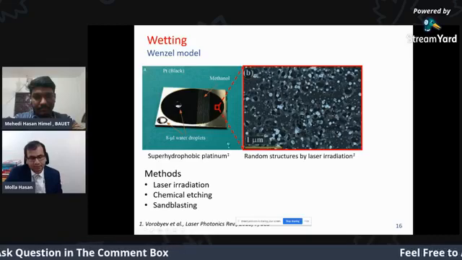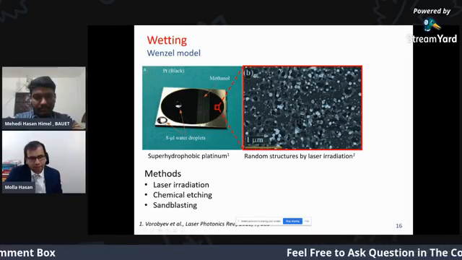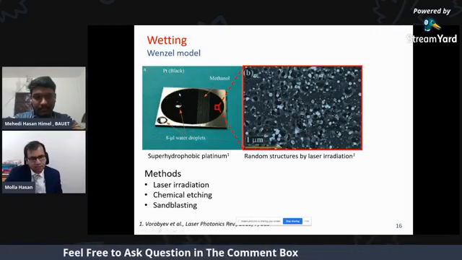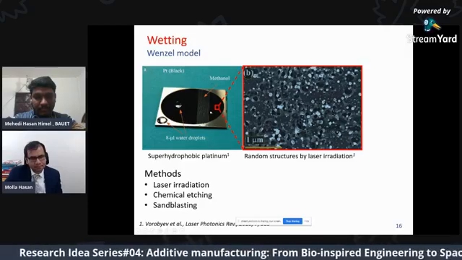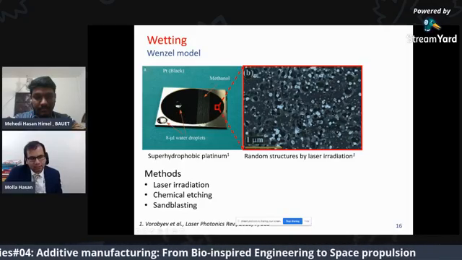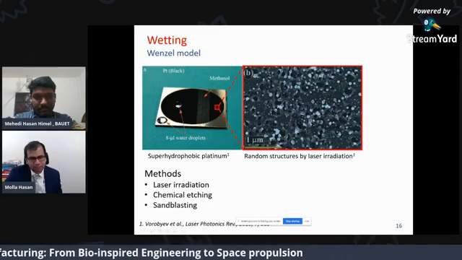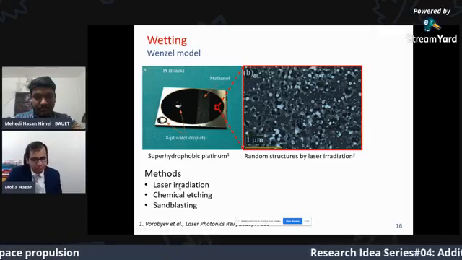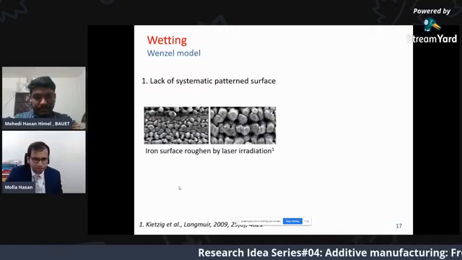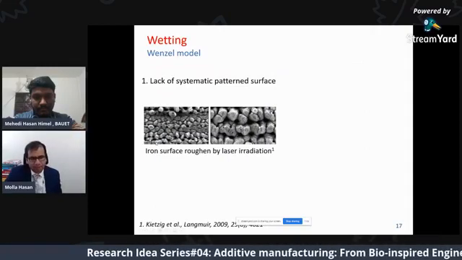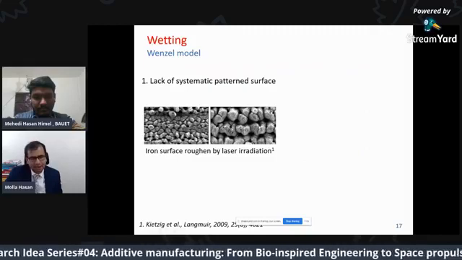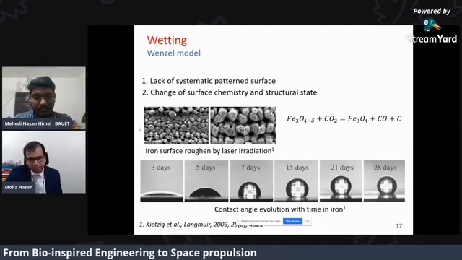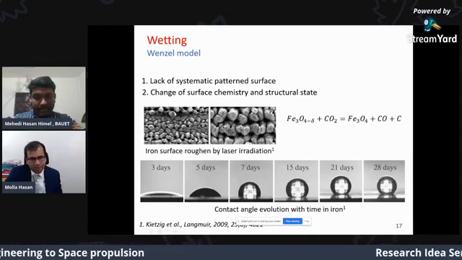They saw that when, for example, this platinum substrate is irradiated with laser, the contact angle changes from here to here, a significant change. And there are some other methods developed: laser irradiation, chemical etching, sandblasting. The problem with these methods is that they lack a systematic patterned surface, and the other problem is that their chemistry changes when they do the pattern.